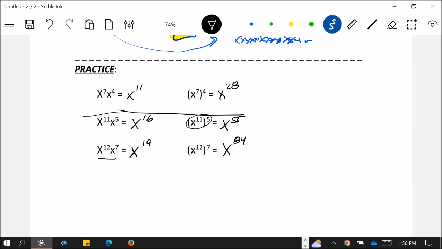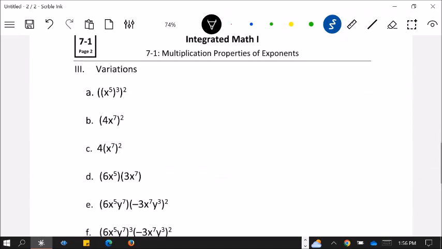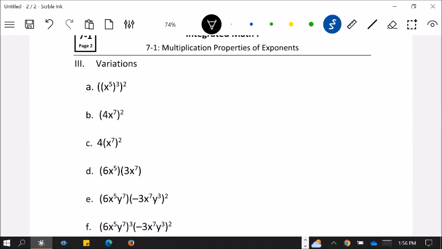Now let's look at the next page. On the next page, we have variations of different types. The first one is just simply lots of multiplying. That's x to the fifth to the power of 3 to the power of 2. So you do 5 times 3 times 2. So that's x to the 30th power.